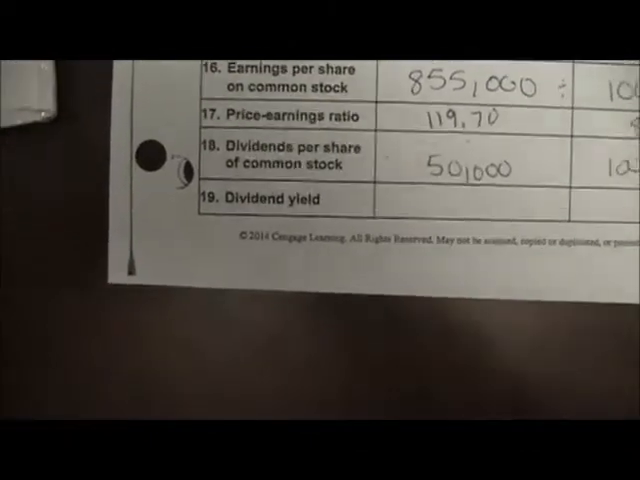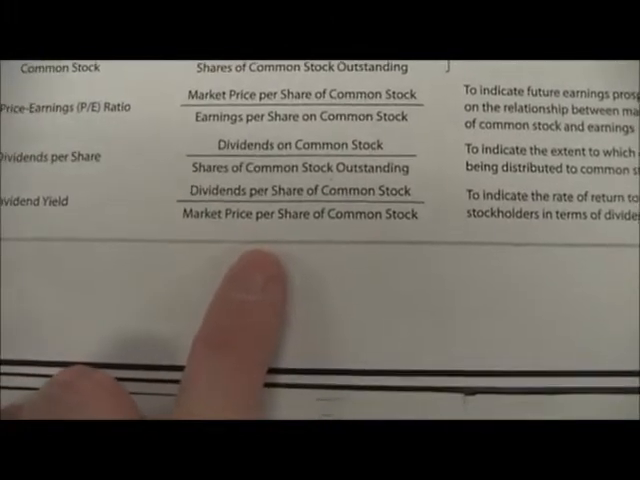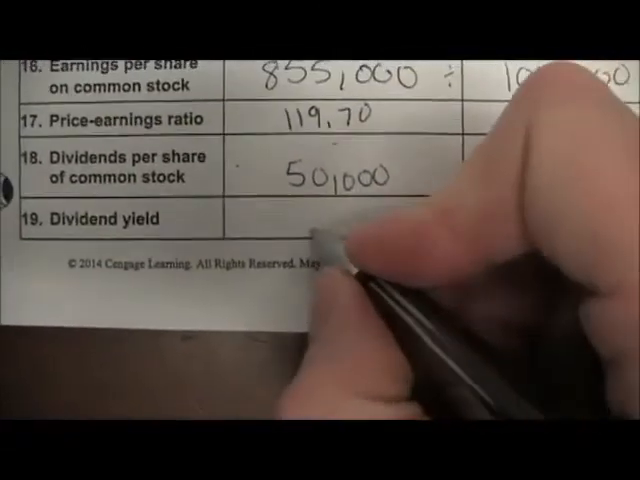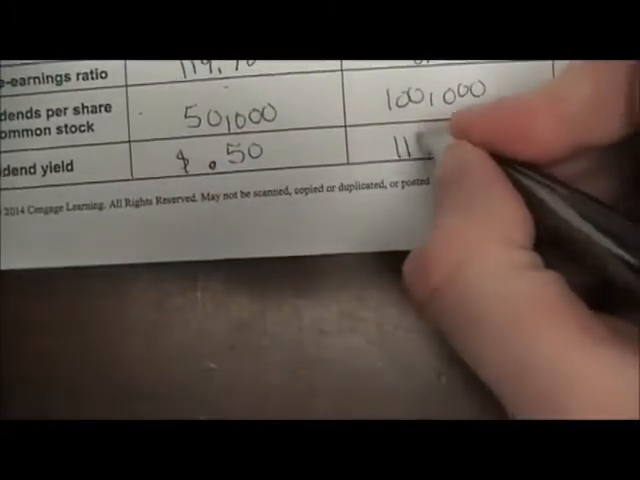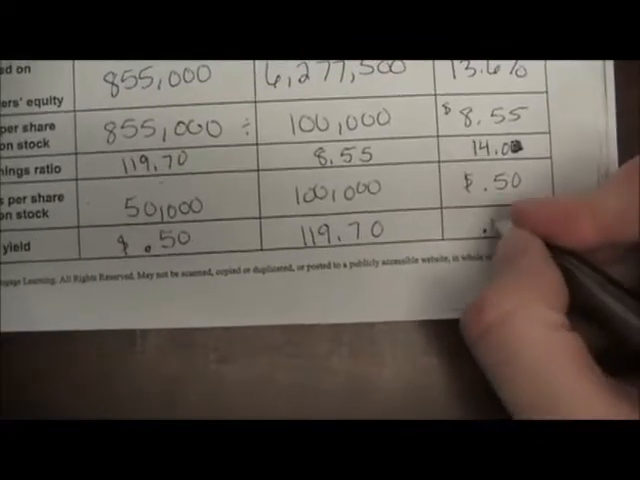Okay, our last ratio is dividend yield. Our note sheet states dividends per share on common stock, which we just calculated, divided by the market share on common stock, which our textbook tells us. So we're going to take our 50 cents divided by our $119.70, and we get 0.4%.